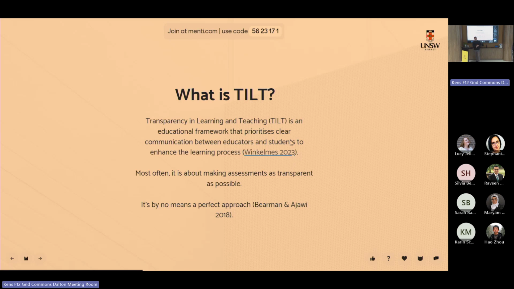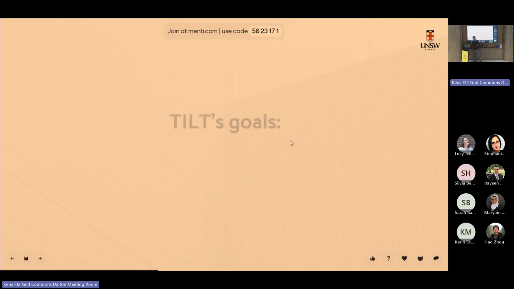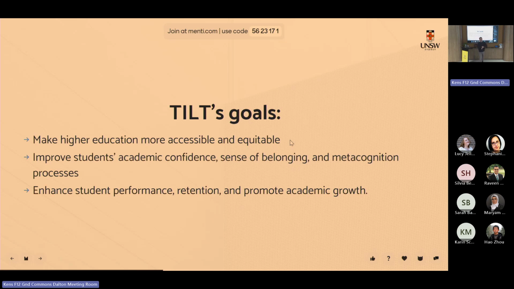We're not so much talking about vulnerability or being open and transparent, although that's a part of transparent pedagogy. But what we did find in the very extensive literature review that we conducted was that it's by no means perfect. There's a really good article by Maggie Bierman and Ajawi, who writes about this approach to transparency being somewhat difficult to achieve in reality and a bit ambiguous. There's some interesting research around that. But most often, when we talk about transparency, we're talking about making assessments as transparent and open as possible, which is debatable as to whether or not that works well.